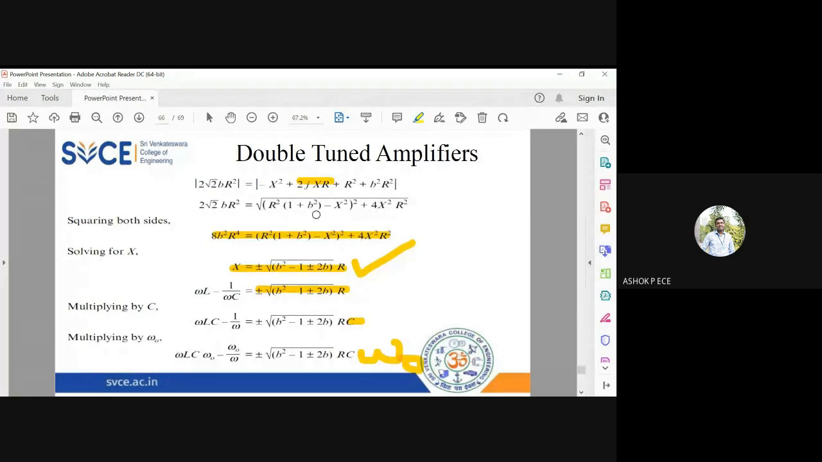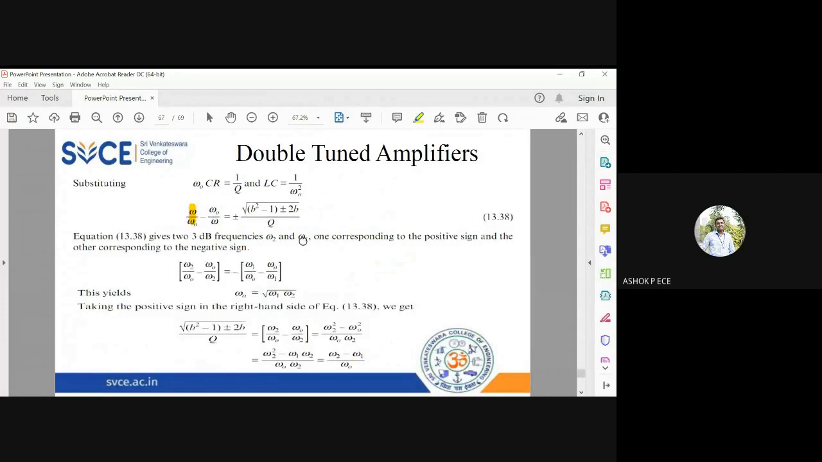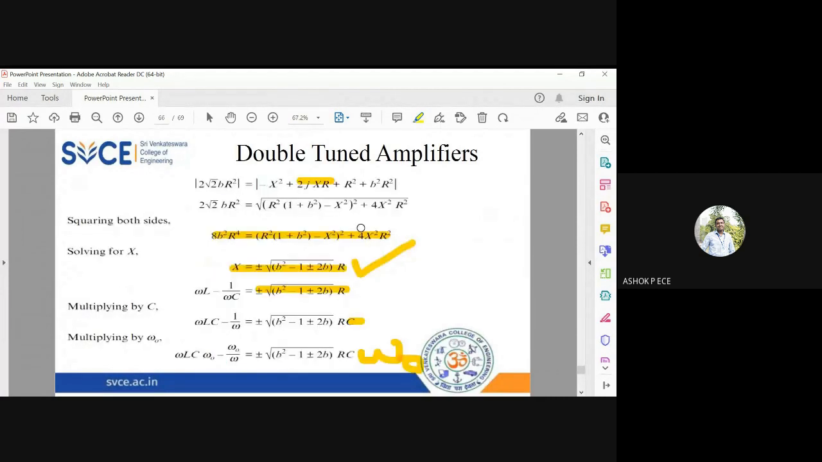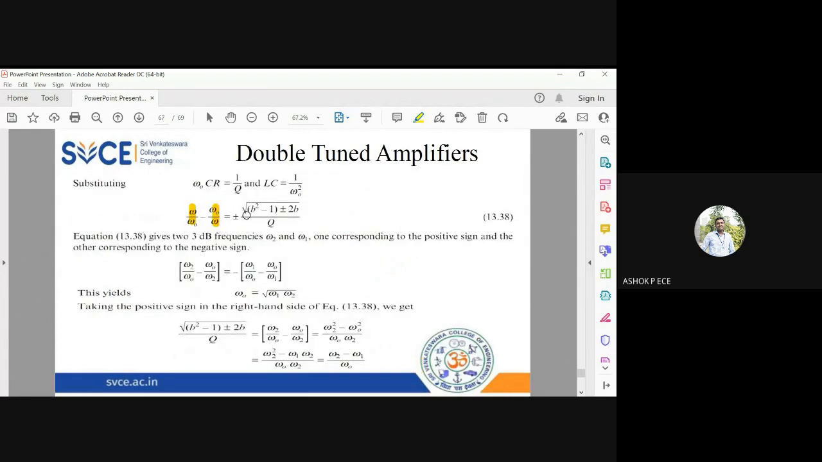This first term will be omega by omega naught. Second term will be omega naught by omega. And this RHS is this entire term divided by Q. So plus or minus root of B square minus 1 plus or minus 2B divided by Q. So you can see whenever you have a plus or minus sign, it means that you have two different frequencies where the power flow is going to be 50%.